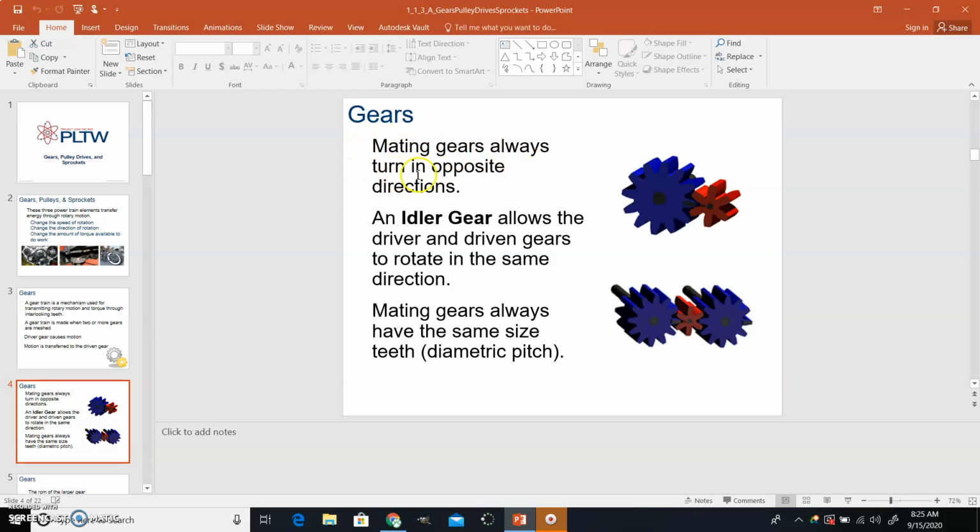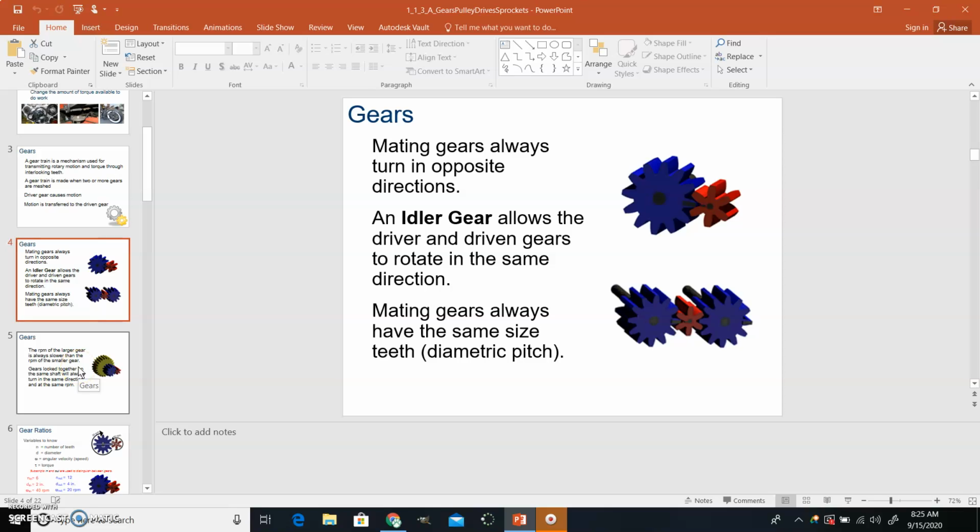Mating gears always turn in opposite directions. An idler gear allows the driver and driven gears to rotate in the same direction. If you have two gears like this here in the picture, they are going to turn in the opposite direction. Now, if I put this idler gear, which is the center gear down here, right in between the two outer gears, these two blue ones are going to turn in the same direction because of that idler gear. Mating gears always have the same size teeth, diametric pitch. So there's some good information there about the idler gears.